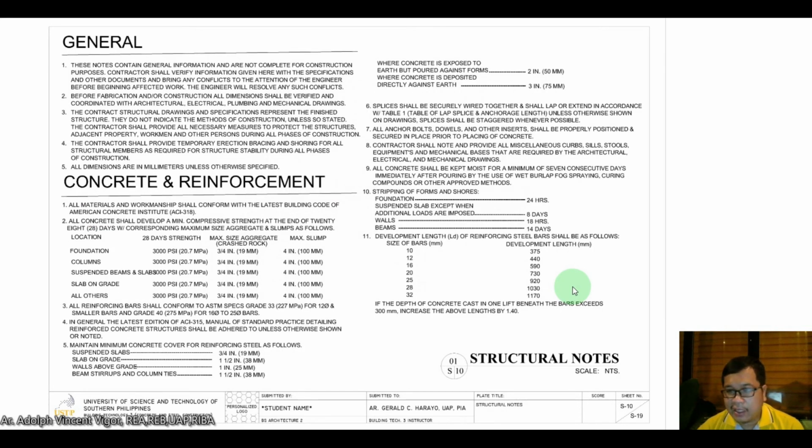Then finally we are at S10. At S10, you can see the structural notes. Mostly this comes from our structural engineer or from the National Structural Code of the Philippines. I think it's up to S19.